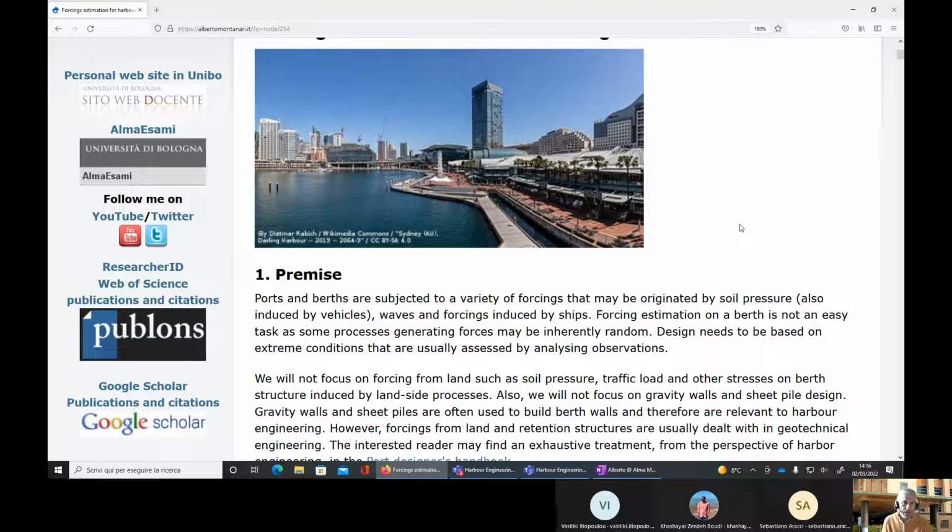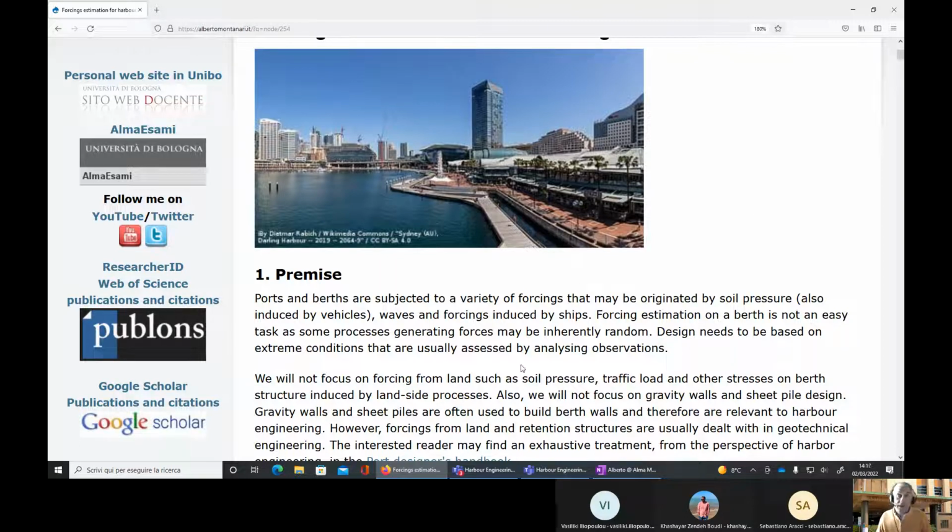I think in geotechnical engineering, you are already focusing and discussing these forcings that come from the soil, for instance. I hope that also in road engineering, or transportation engineering, whatever is the title of your subject, you are studying the loads induced by traffic. We will focus on loads from the seaside because this is what is pertinent, relevant to this subject, which is called Harbour engineering, as you know.